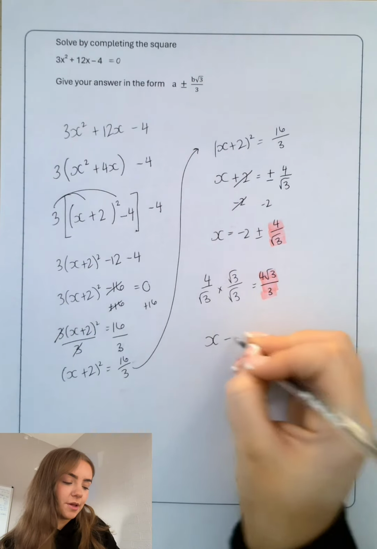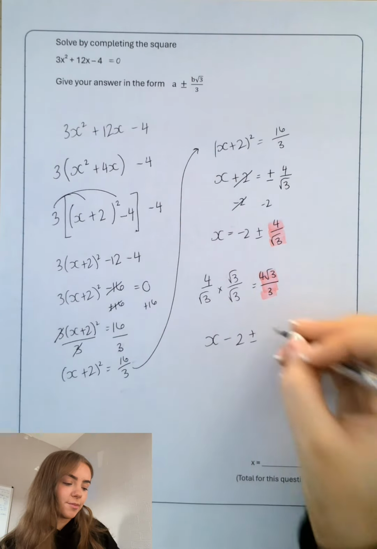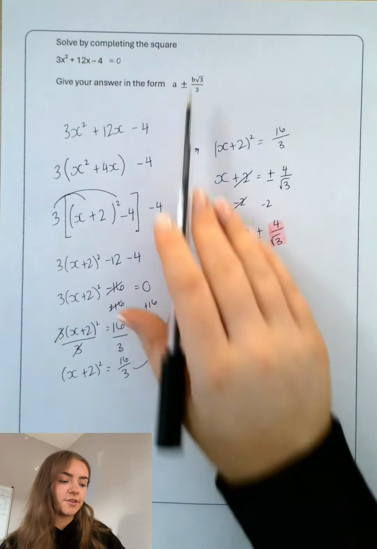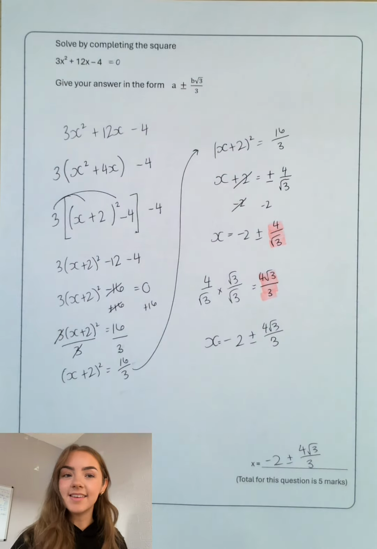So x will be equal to −2 ± 4 root 3 over 3, where a is equal to −2 and b is equal to 4. And this is our final answer.